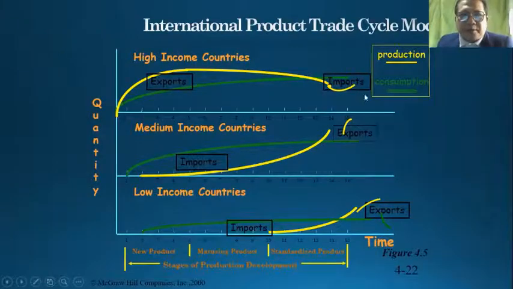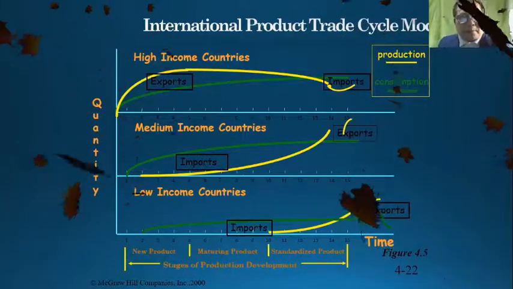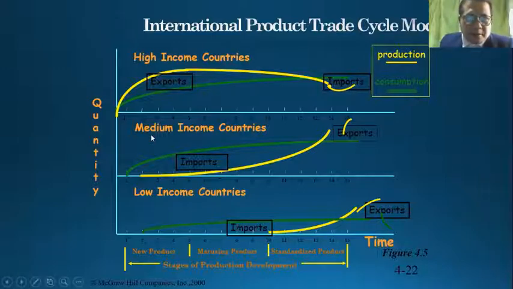This is the international product life cycle model. In our marketing and production classes, we talked about growth, maturity, and decline. But here in international trade, if we look at the graph, try to observe. We do our analysis now.